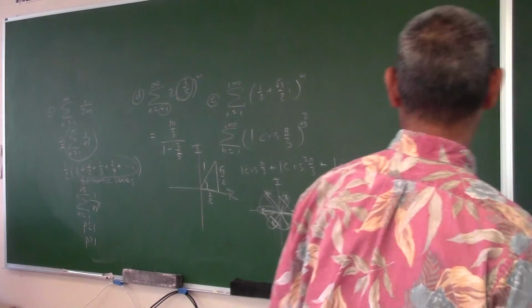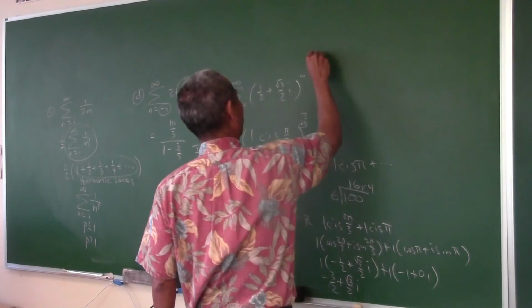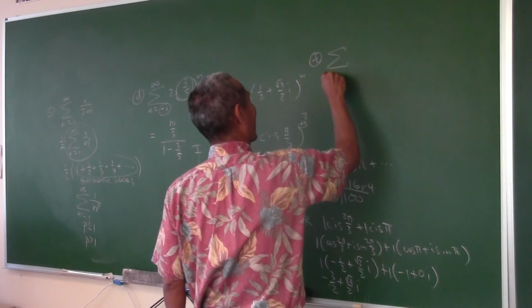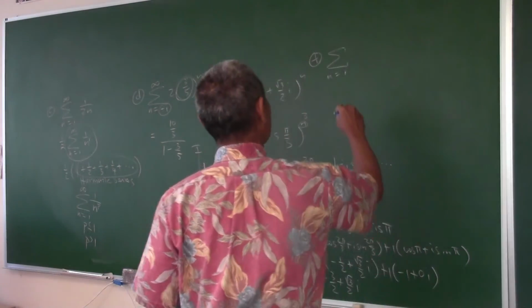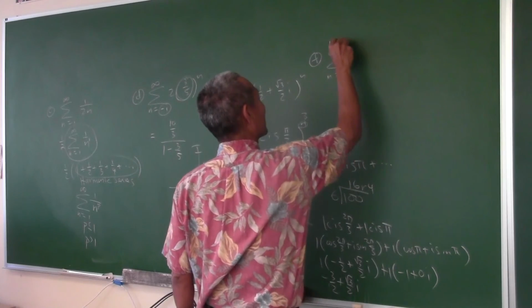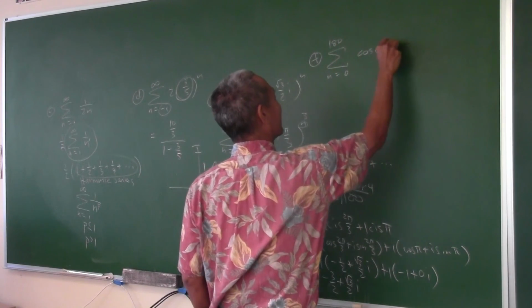Who are you talking to? Sigma n equals 1 to, no, it's 0. 0 to 180 cosine of n degrees.